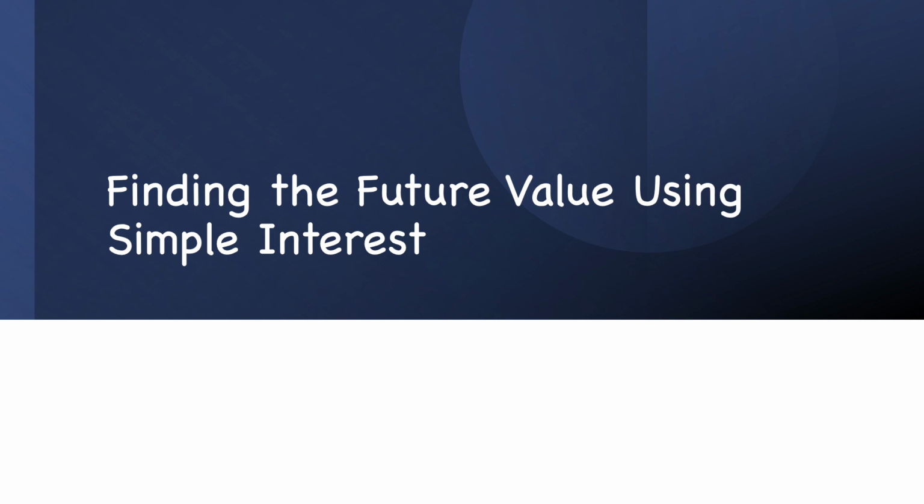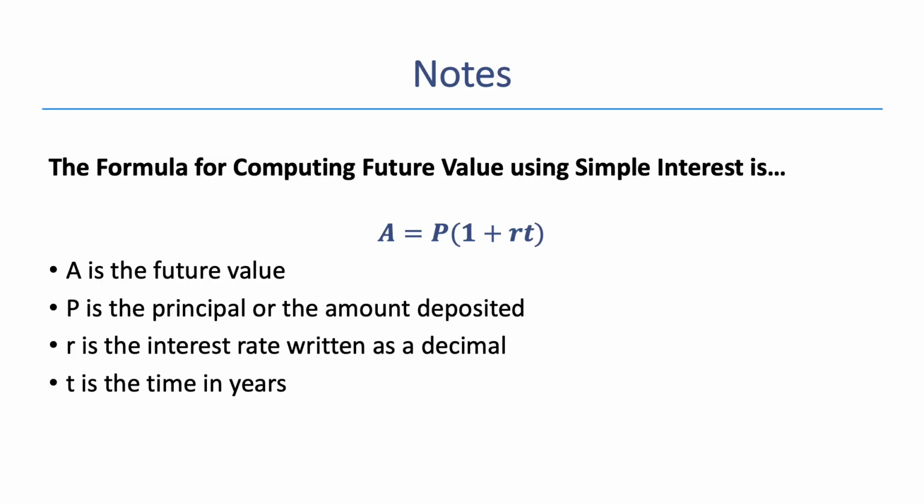Finding the future value using simple interest. The formula for computing future value using simple interest is A equals P times 1 plus R times T. A is the future value, or the amount that we'll receive after investing a principal amount into an account with a certain interest rate for a number of years. P is the principal, or the amount deposited. R is the interest rate written as a decimal, and T is the time in years.